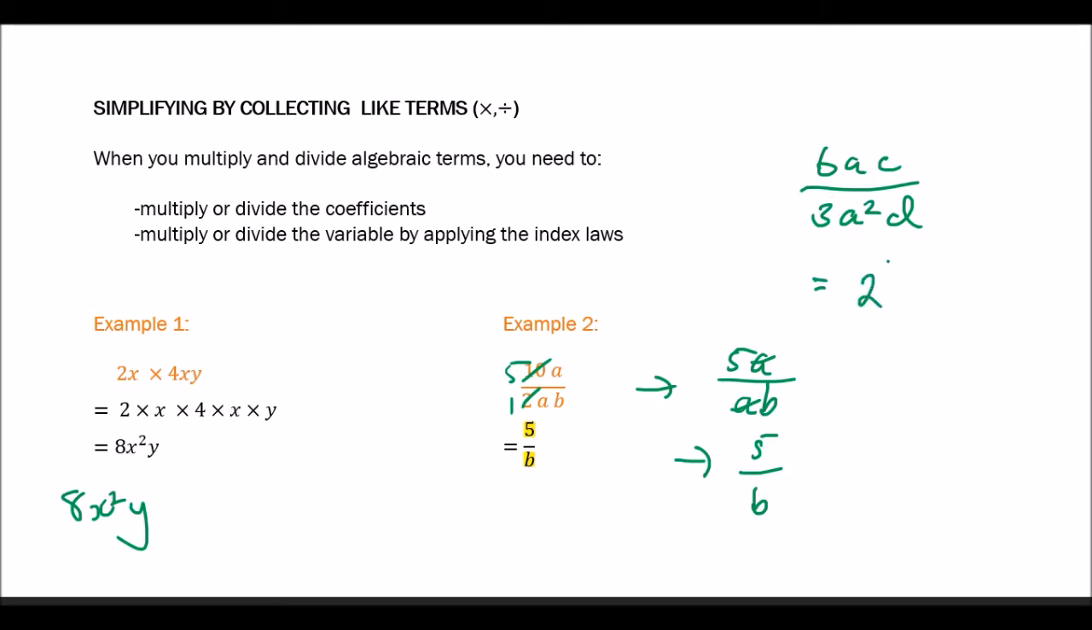That becomes 2. Okay, the a, notice how there's an a up here, but there's an a squared here. You're just minusing them. So a squared, take away the a there, so you're left with just the a on the bottom because the a on the top is gone, and then you've got a c and you've got a d because you can't divide them by each other. I'll go through more examples later on for this.